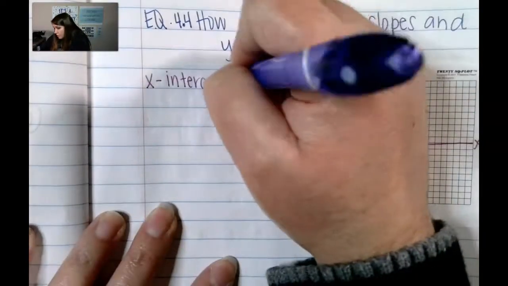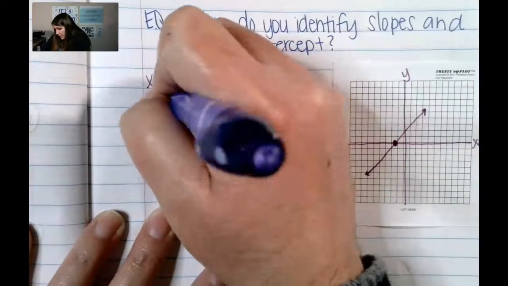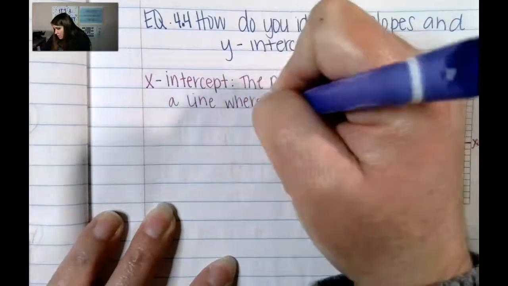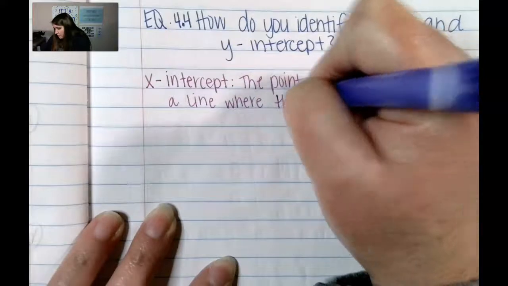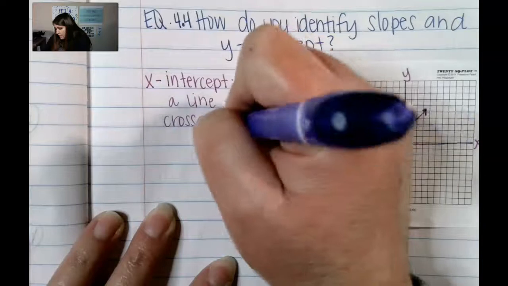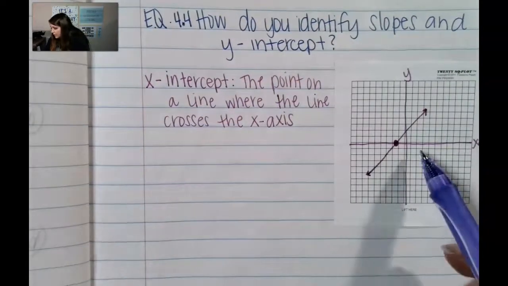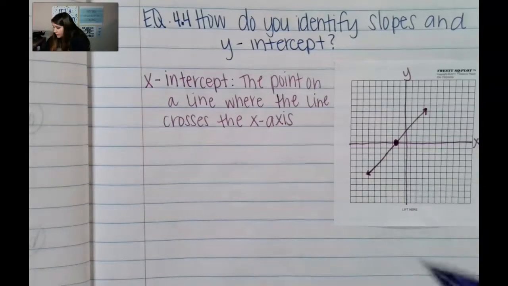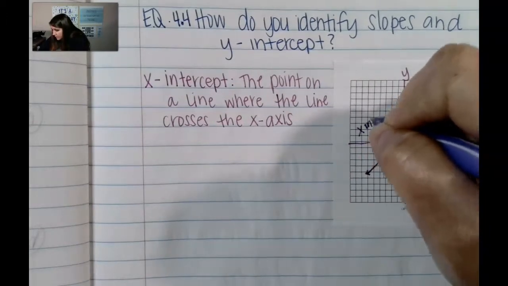Okay, so the x-intercept is the point on a line where the line crosses the x-axis. If we look at this one, it crosses at -1.5. So this right here, that is the x-intercept.